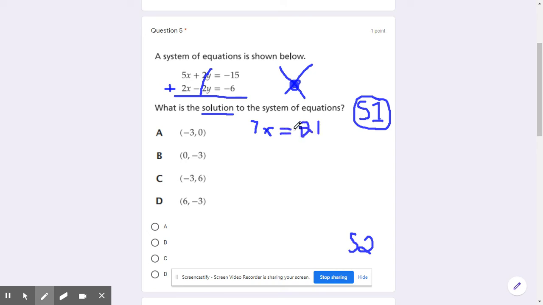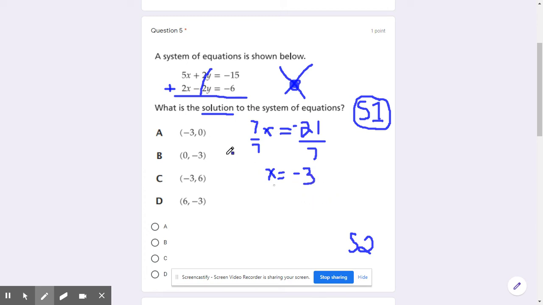All right, so we're getting there. Now we're going to solve for x. So we have to divide both sides by 7. When we divide both sides by 7, we now get x is equal to negative 3. And that's our first hint. The first hint is that we have x is equal to negative 3.